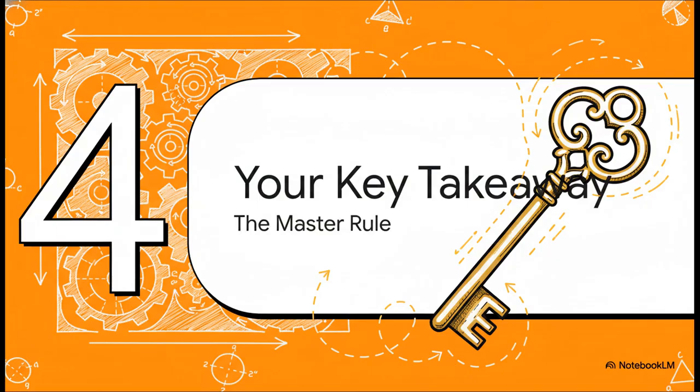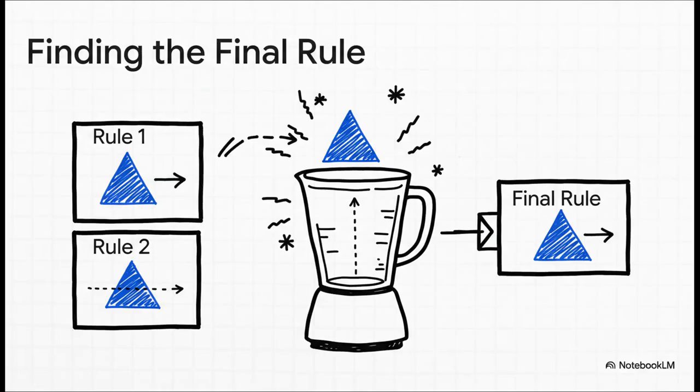So let's boil it all down. What is the one single most important process here? What's the master key that's going to unlock all of these problems for you? This right here is the whole game. It's a 4-step process. First, you grab the rule for your first move. Then, you grab the rule for your second move.